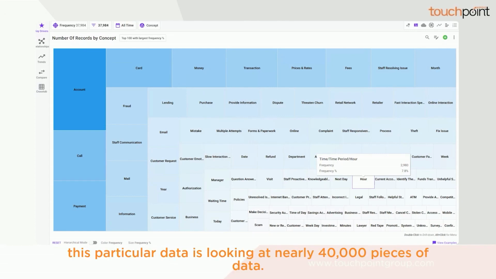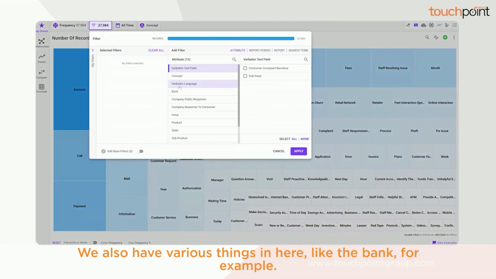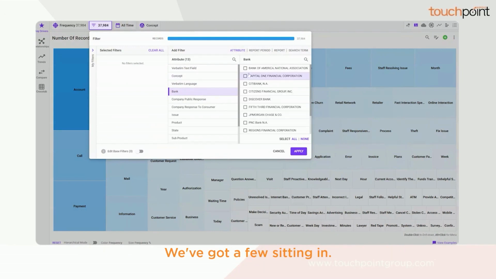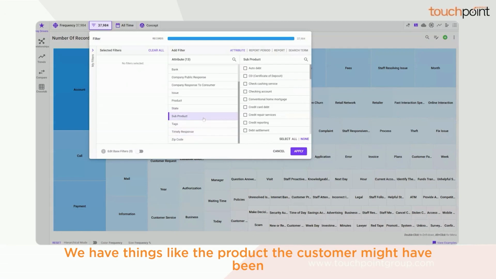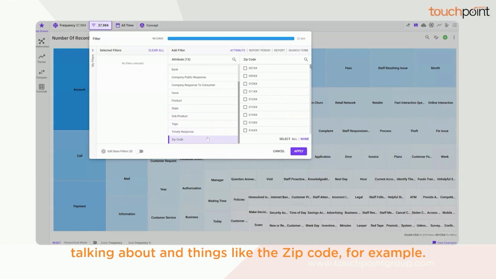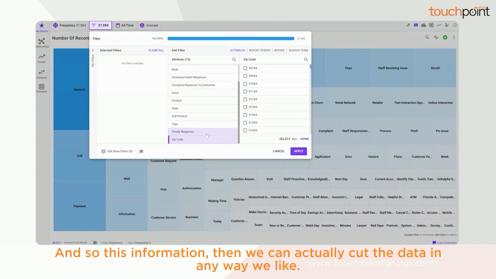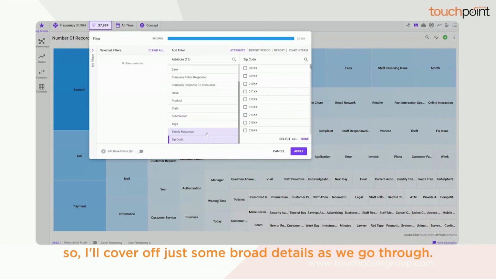But first of all, this particular data is looking at nearly 40,000 pieces of data. We also have various things in here like the bank, for example. We have the state, this is all US. We have things like the product the customer might have been talking about and things like the zip code, for example. And so with this information, we can actually cut the data in any way we like. But this is only a short session, so I'll cover just some broad details as we go through.